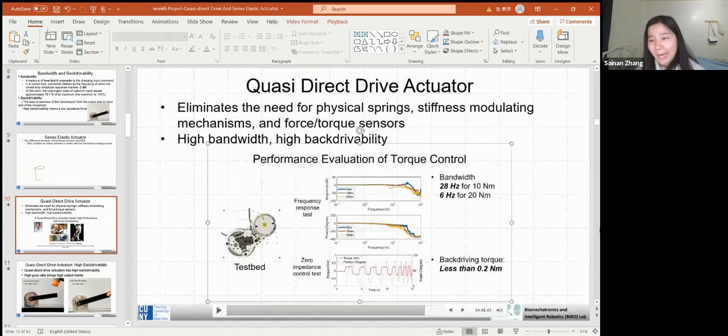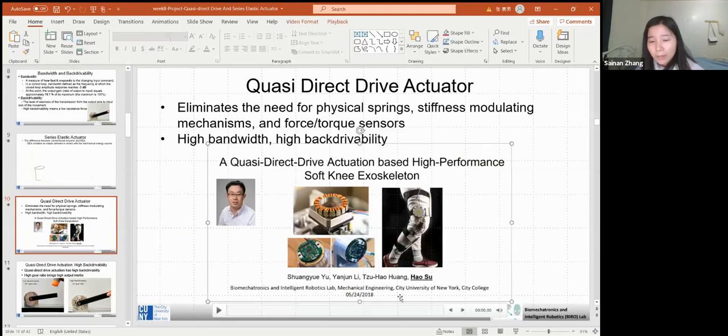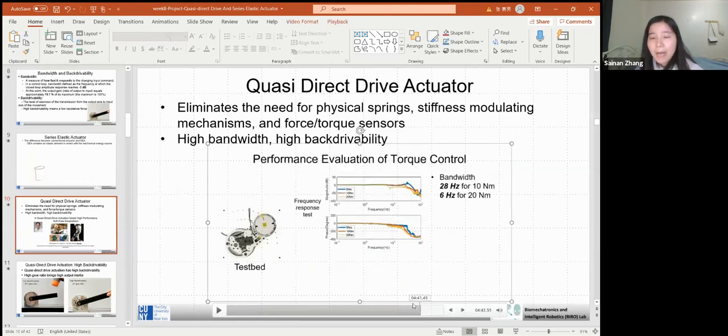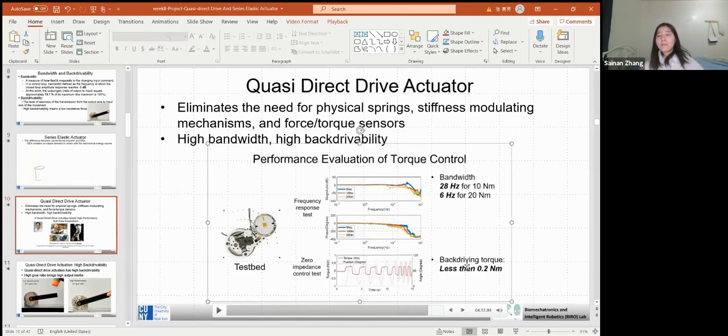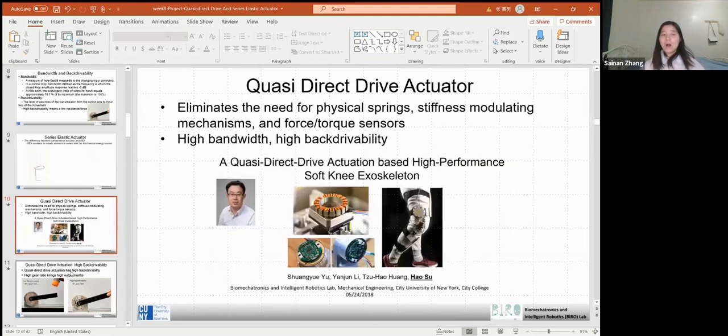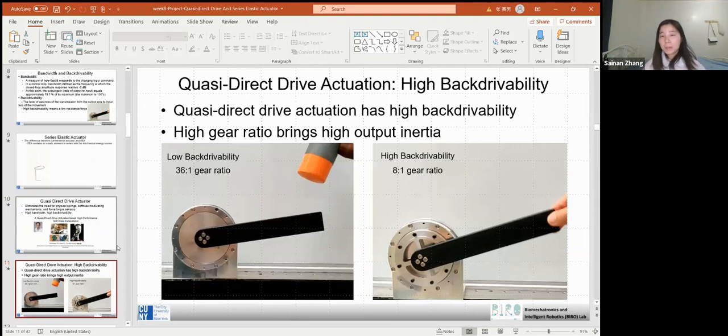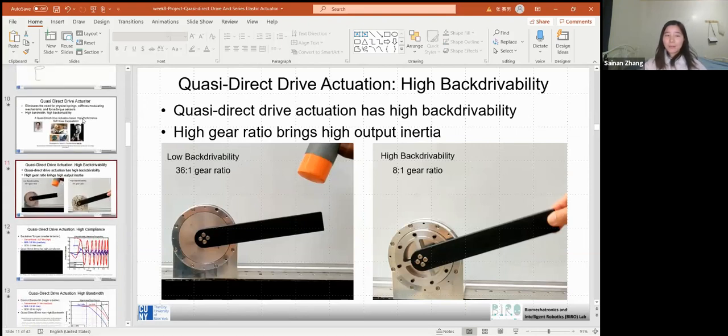Okay. Here there are experimental results about the bandwidth and backdrivability. This result is based on real experiments. And for today, our purpose is to get the Simulink results about the bandwidth and backdrivability. And from that video, okay, we begin.